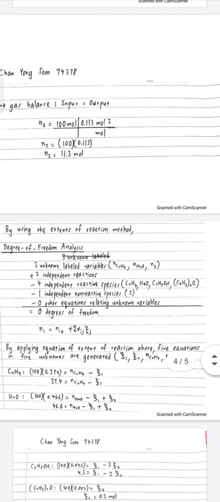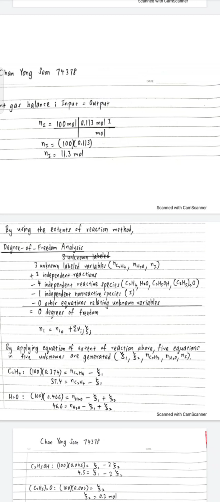And by applying the equation of extent of reaction for the reactive and non-reactive species involved in this process, 5 equations in 5 unknowns are obtained, which are extent of reaction for balanced chemical reaction 1, extent of reaction for balanced chemical reaction 2, number of mole of ethylene, water, and inert gas produced. In order to determine the number of mole of the reactive species that are fed to the reactor, it is needed to find both extents of reaction for balanced chemical reaction 1 and balanced chemical reaction 2.